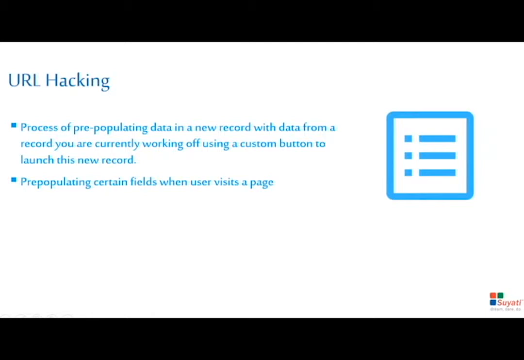So, what is URL hacking? It's basically a process of pre-populating data in a new record with data from a record you're currently working off, using a custom button to launch this new record. Simply saying, it's like pre-populating certain fields when a user visits a page.